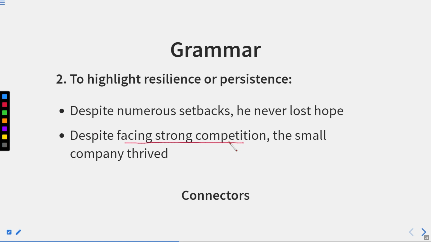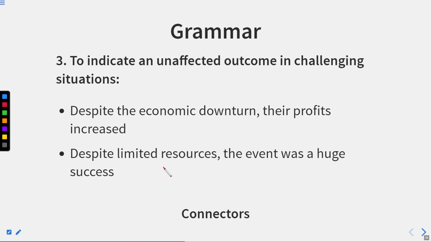So here, facing strong competition is the negative strategy, or you can say negative impact, or the negative thing about a project. The small company thrived, yet the result is positive. To indicate an unaffected outcome in challenging situations, for example: despite the economic downturn, their profits increased. Despite limited resources, the event was a huge success. So, this is how we can use these prepositional phrases, or you can say prepositions.